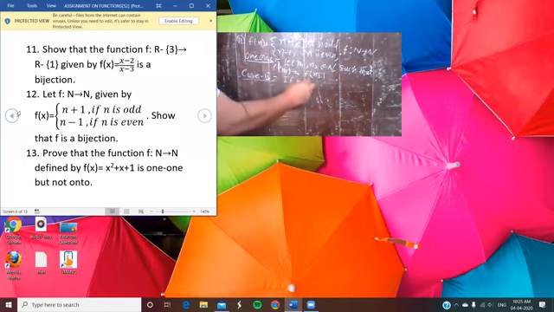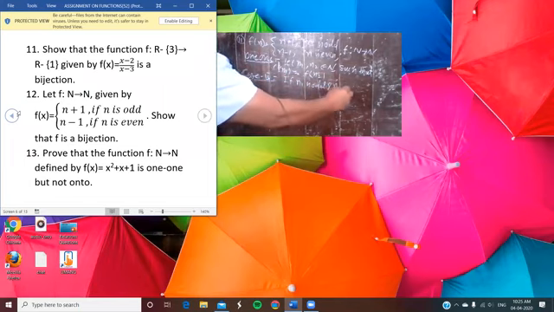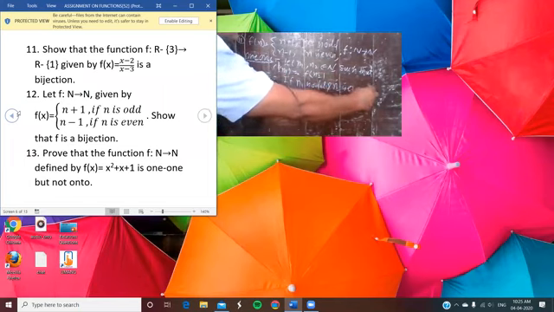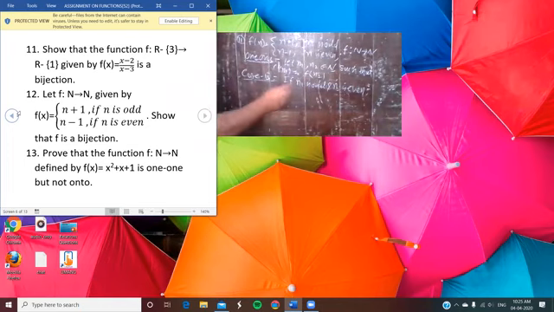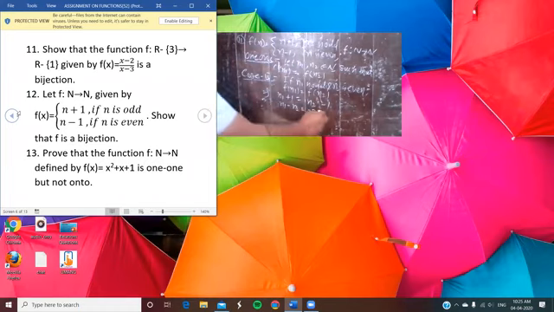If n1 is odd and n2 is even. So if n1 is odd, f(n1) is equal to f(n2), which implies that for an odd number you write n1 plus 1 is equal to, here you write n2 minus 1, and here you see that n1 minus n2 is minus 2. That is also impossible.